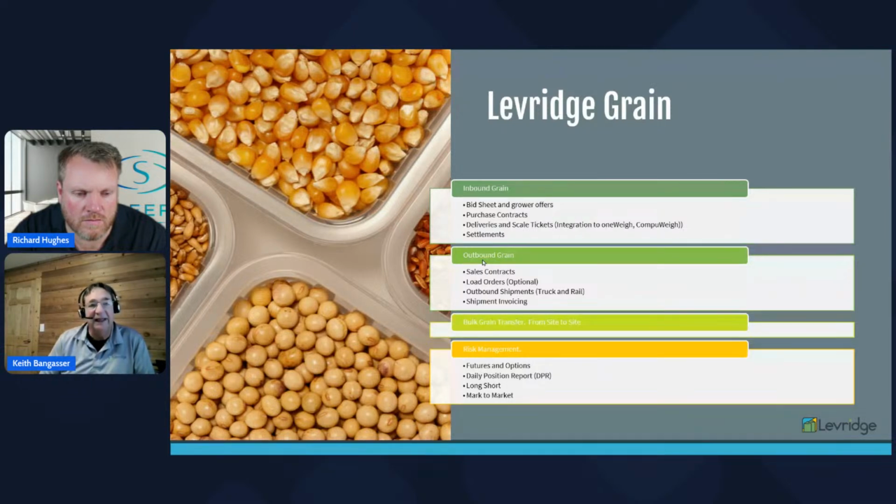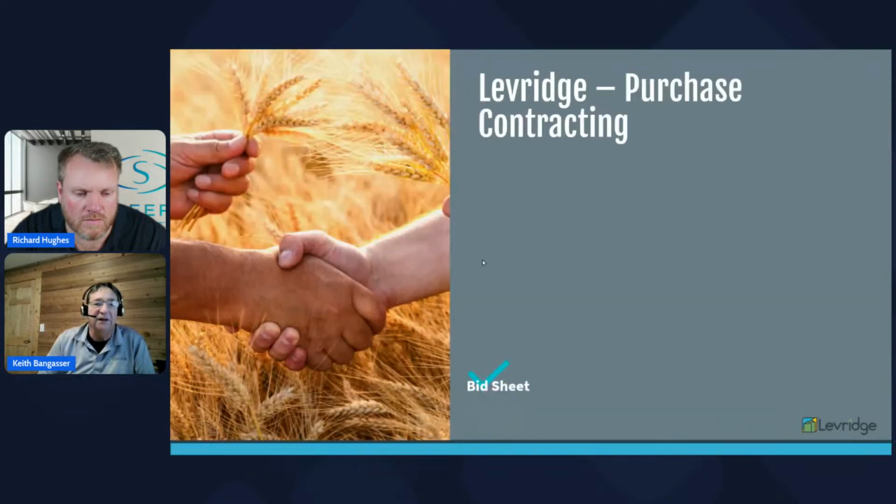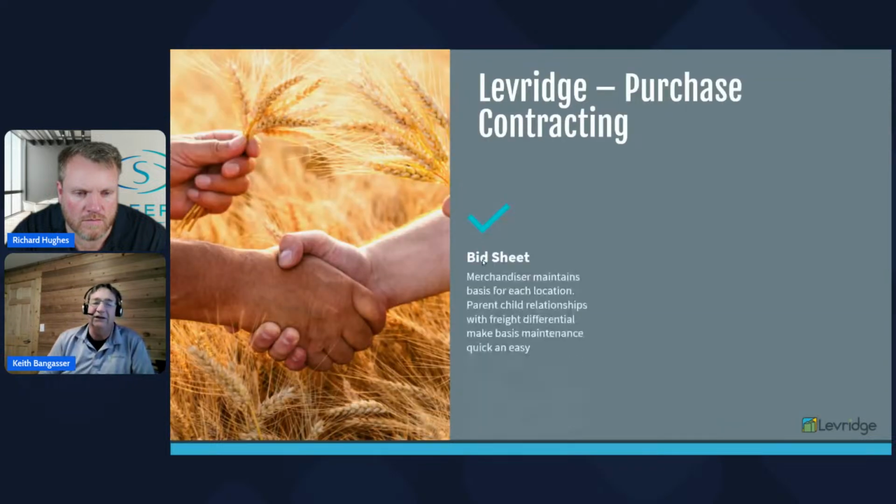So let's take a look at the first part, contracting. The first thing is functionality inside of Levridge that does the bid sheet. The bid sheet is a listing of what you're paying for the commodity. And it's got a very efficient way of doing a parent-child relationship and listing your bids at the various locations.